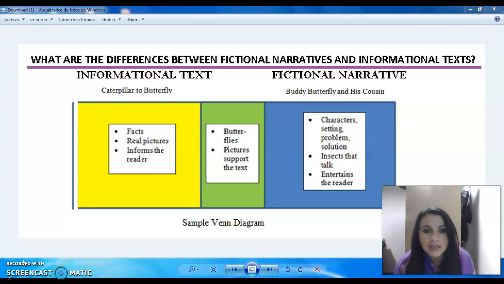But besides the differences that exist in this informational text and fictional narrative, we have something in common. What is it? Let's see the green box. Here we have pictures that support the text. So we can, of course, take pictures into account for informational text and fictional narratives.